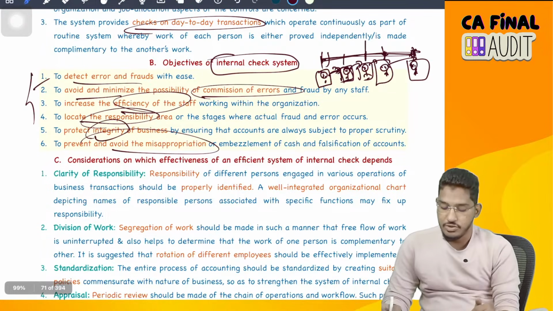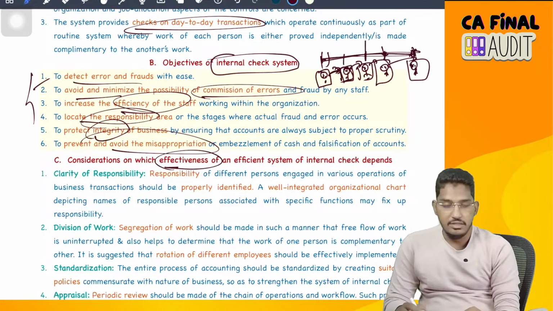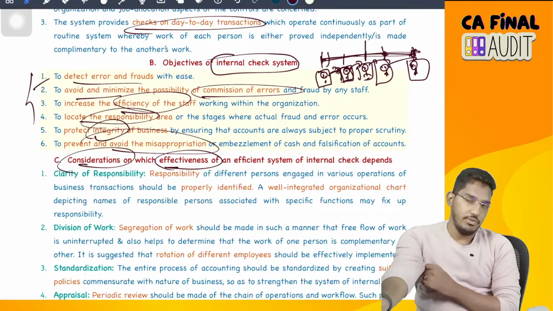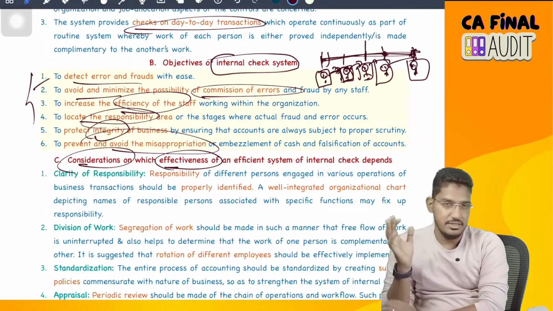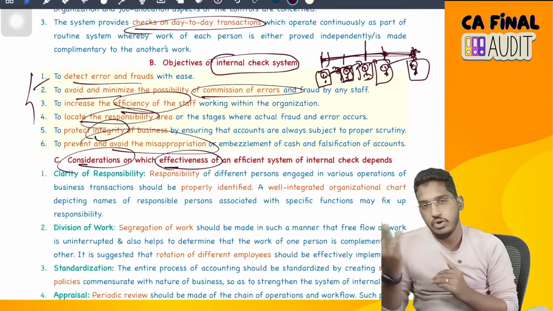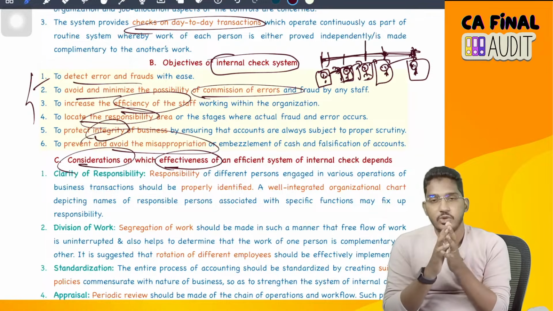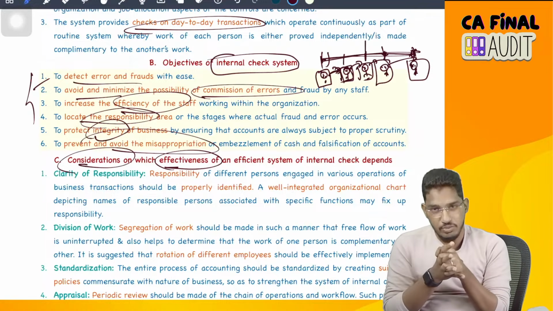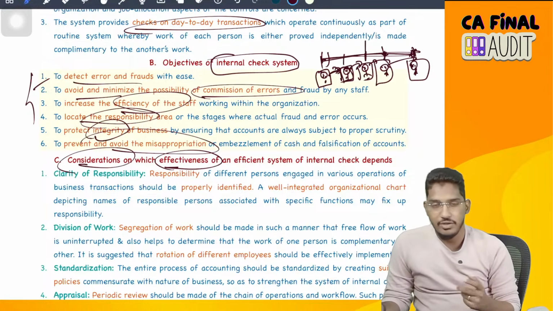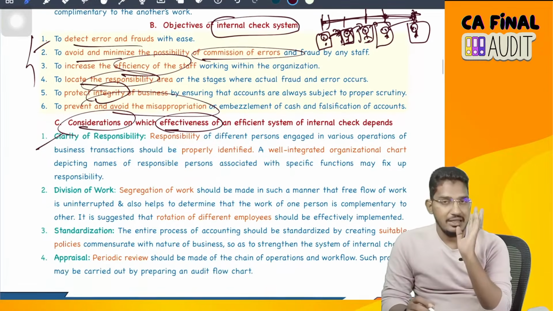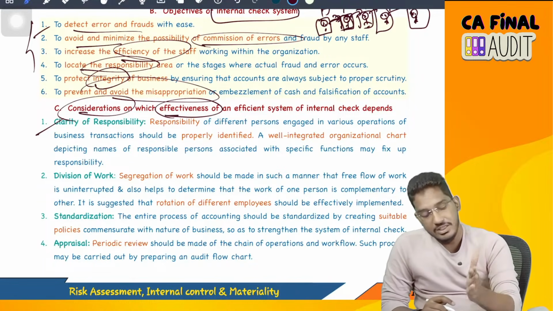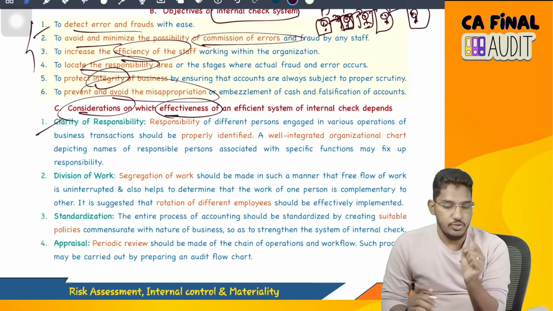And if you want to make sure that internal check system will work effectively, you need to keep some considerations in mind. You have divided the work among different people in such a manner that work of one person is automatically reviewed by another person. But if you expect that internal check system to work effectively, then what considerations do you have to keep in mind? Number one, everybody in that internal check system should have a clarity of responsibility. What is their task? What is the next person's task? That clarity should be there.